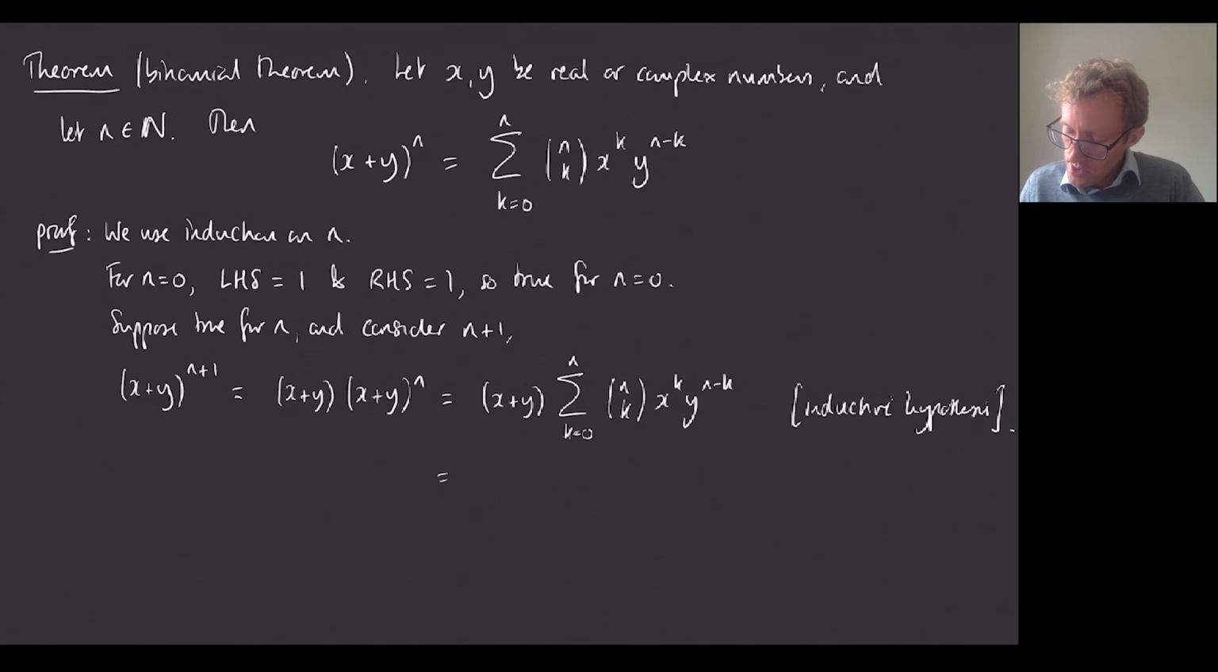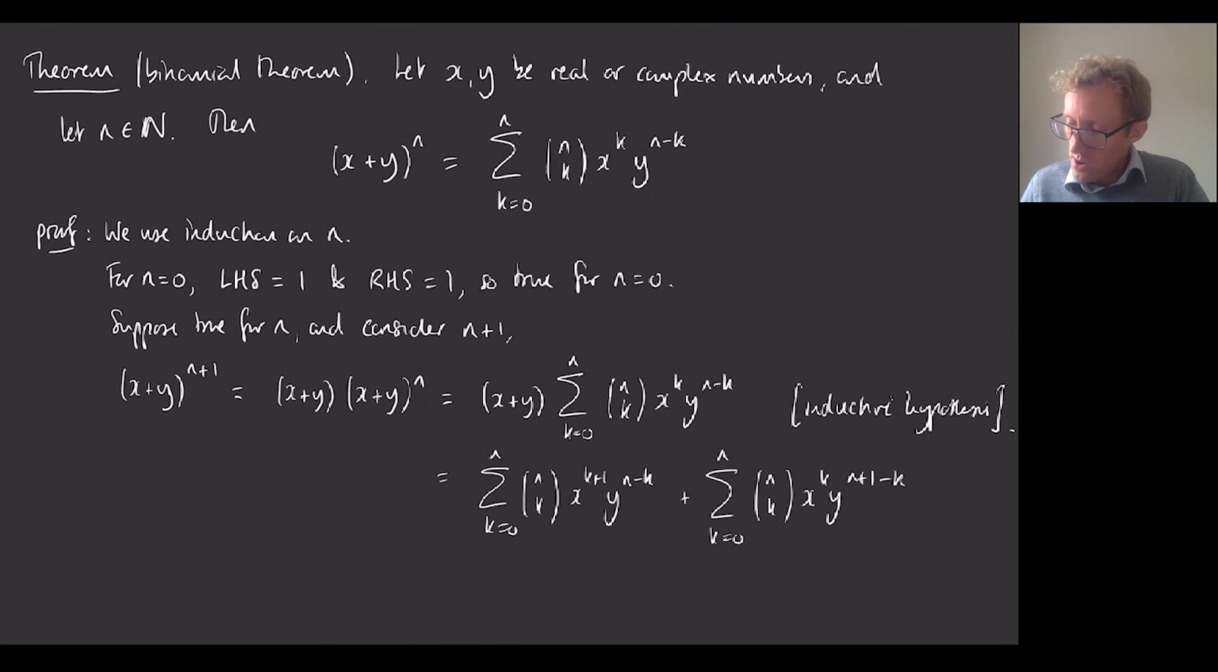So this is going to be the sum k is 0 to n of n choose k, x to the k plus 1, y to the n minus k, plus the sum k is 0 to n, n choose k of x to the k, y to the n plus 1 minus k.